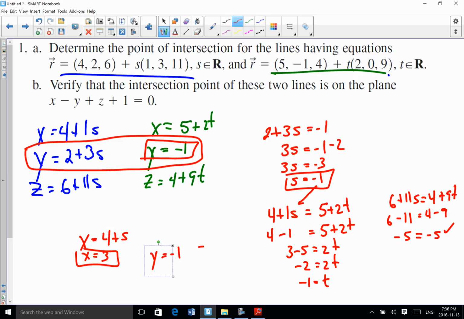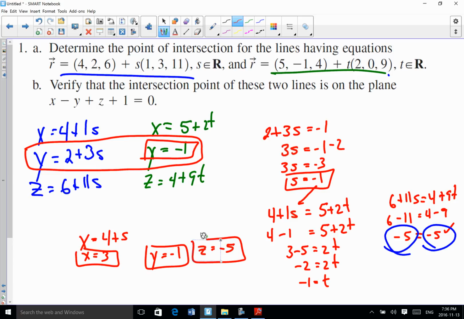And z is 6 plus 11s. Well, that's kind of what we checked when we did this thing over here, right? This is what we're checking for z in both of them. So no matter what, z is -5, and that was our check. So there's your POI, right? 3, -1, -5.